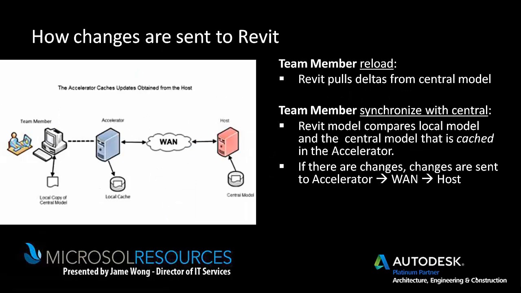So how are changes sent to Revit? When a user opens a model, File Open on the left hand side, scrolls down to Revit Server, they see the hosts that they have access to. In essence, they will click the host and then they see the models. Those models are in essence taken from the host but are facilitated through the accelerator, which caches the host's information. So when a Revit user opens a model, it would actually open it directly from the accelerator. The accelerator in turn is connected to the host via a wide area connection, and it would sync information from the host deltas with its peers.